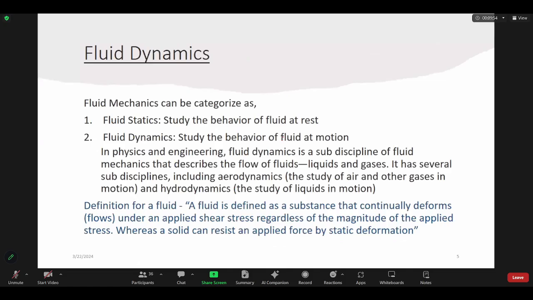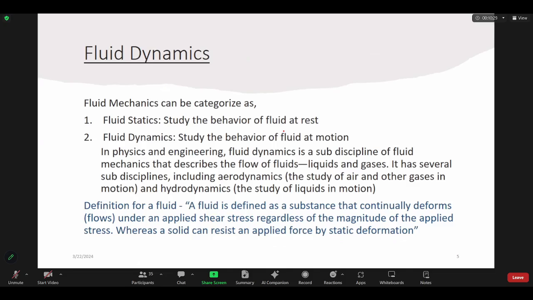Okay, so this is the first thing we need to know about fluid mechanics. Fluid mechanics is the study of fluid behavior. We can categorize it into two main categories: fluid statics and fluid dynamics. In this lecture series, we will discuss the fluid dynamics part.